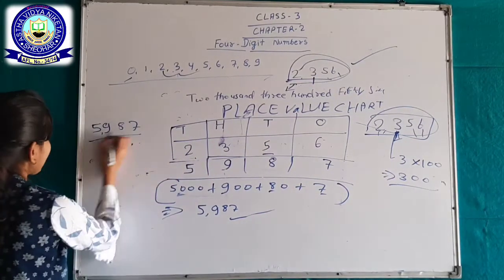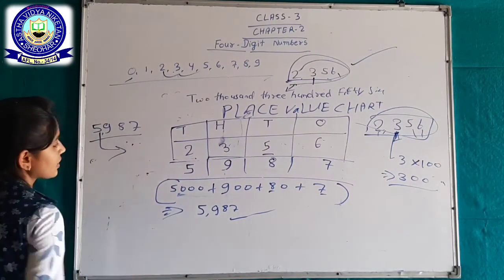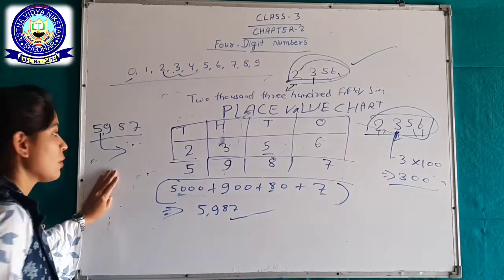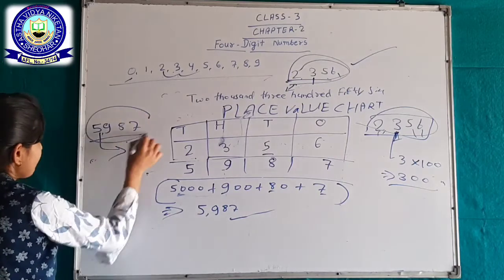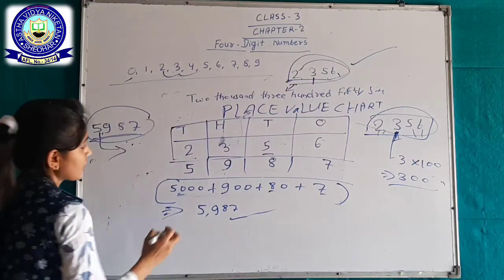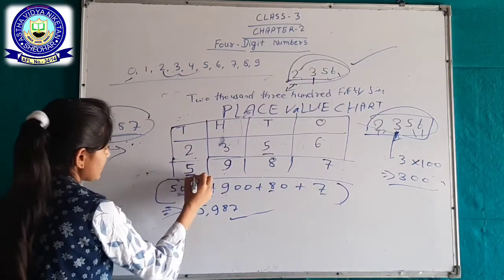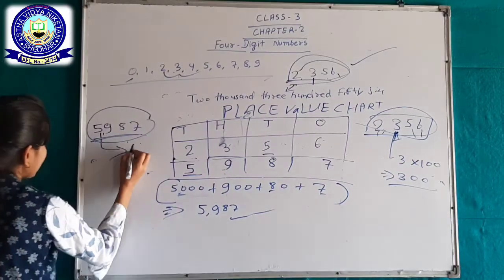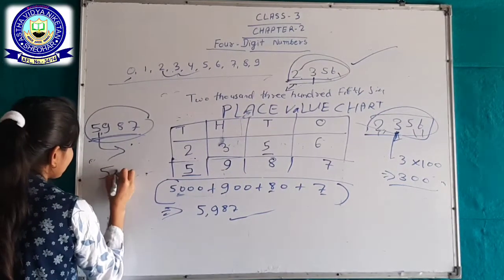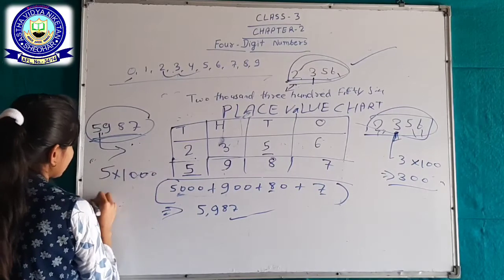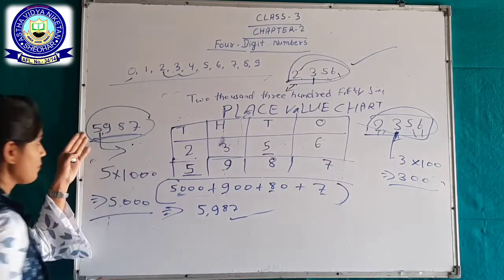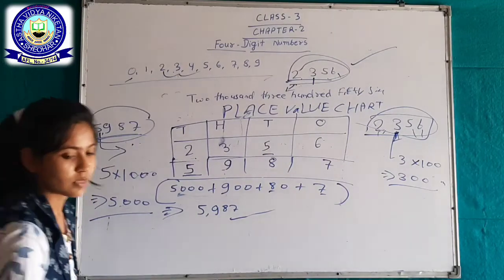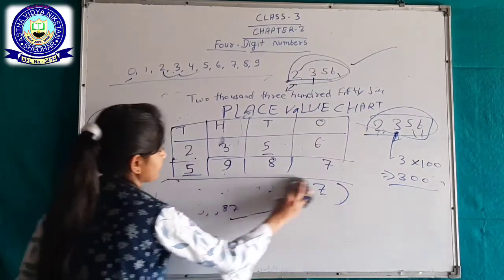We have to find out the place value of 5 in this number. First of all, we have to find out the position of 5 in this number. What is the position of 5 in this number? The position of 5 in this number is thousands. Then find the place value of 5. 5 into 1000 equals 5000 is the place value of 5. Next example.